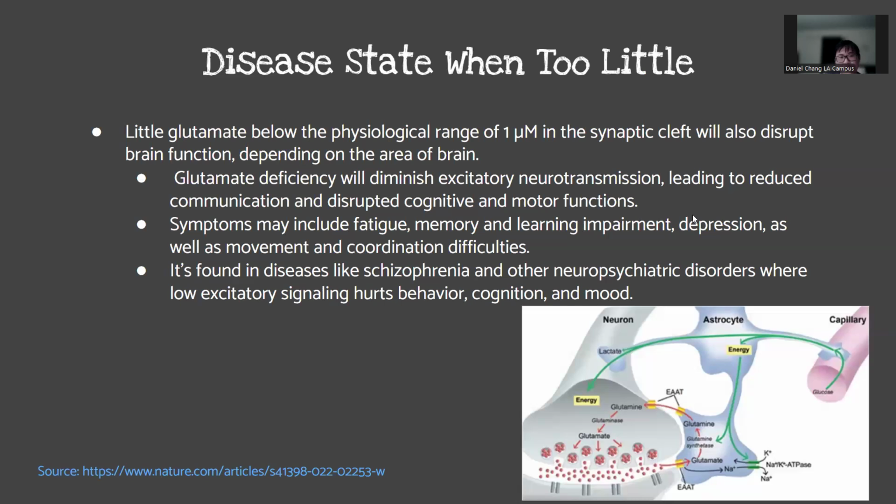So what happens if there's too little in the brain? Too little glutamate is when the physiological range is less than 1 nanomole in the synaptic cleft, which also disrupts brain function. With a deficiency, it will diminish the excitatory neurotransmission, which leads to reduced communication and disrupted cognitive and motor functions. Symptoms may include feeling tired, memory and learning impairment, depression, as well as difficulty moving and coordinating. And it's found in diseases like schizophrenia and other behavioral mood disorders.